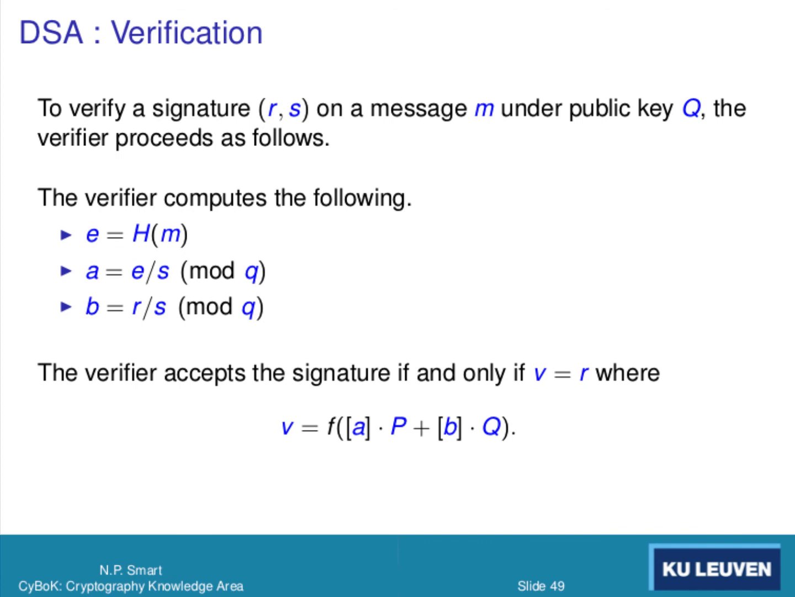And we then compute B, which is R divided by S mod Q, where R is the first component of the signature. And then we compute A times B plus B times Q. We apply it through the function F, and then we should get the same value back, R, that we originally had in the signing equation. So that's how we do digital signatures using discrete log problems.